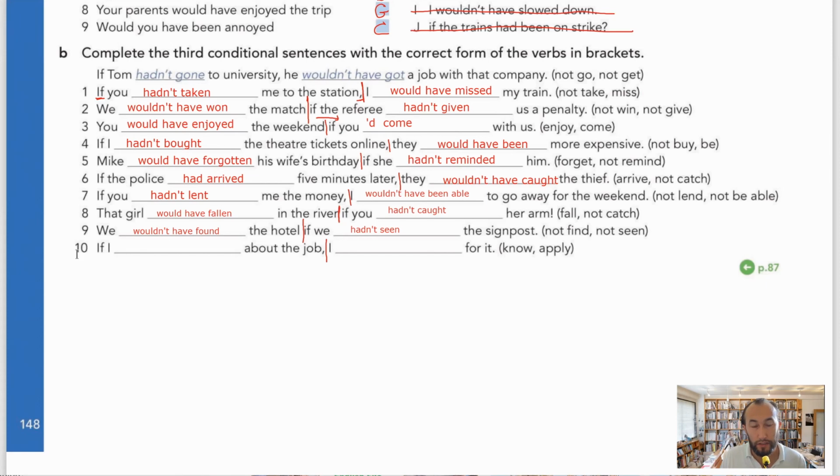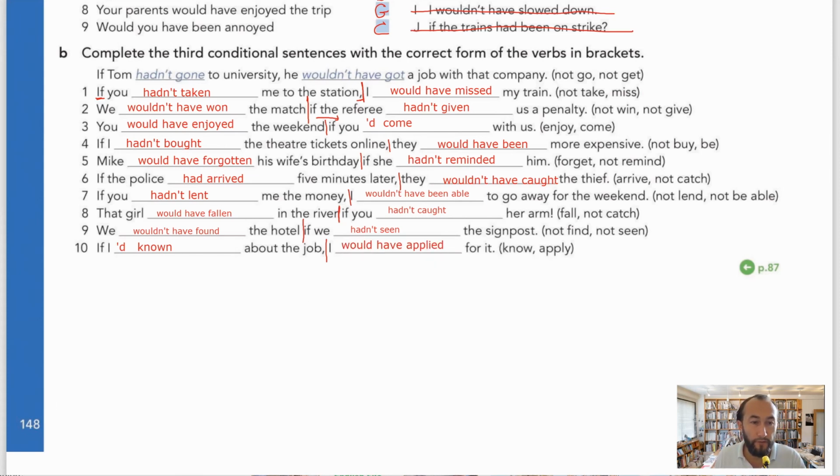And then the last one is starting with the if clause. So we're going to use the verb know in past perfect. So if I'd known, as you can see here, if I'd known. I use the contraction form now. Okay, guys. So here, if I'd known about the job, now there's a result part. So I would have applied for it, right? I would have applied for it.